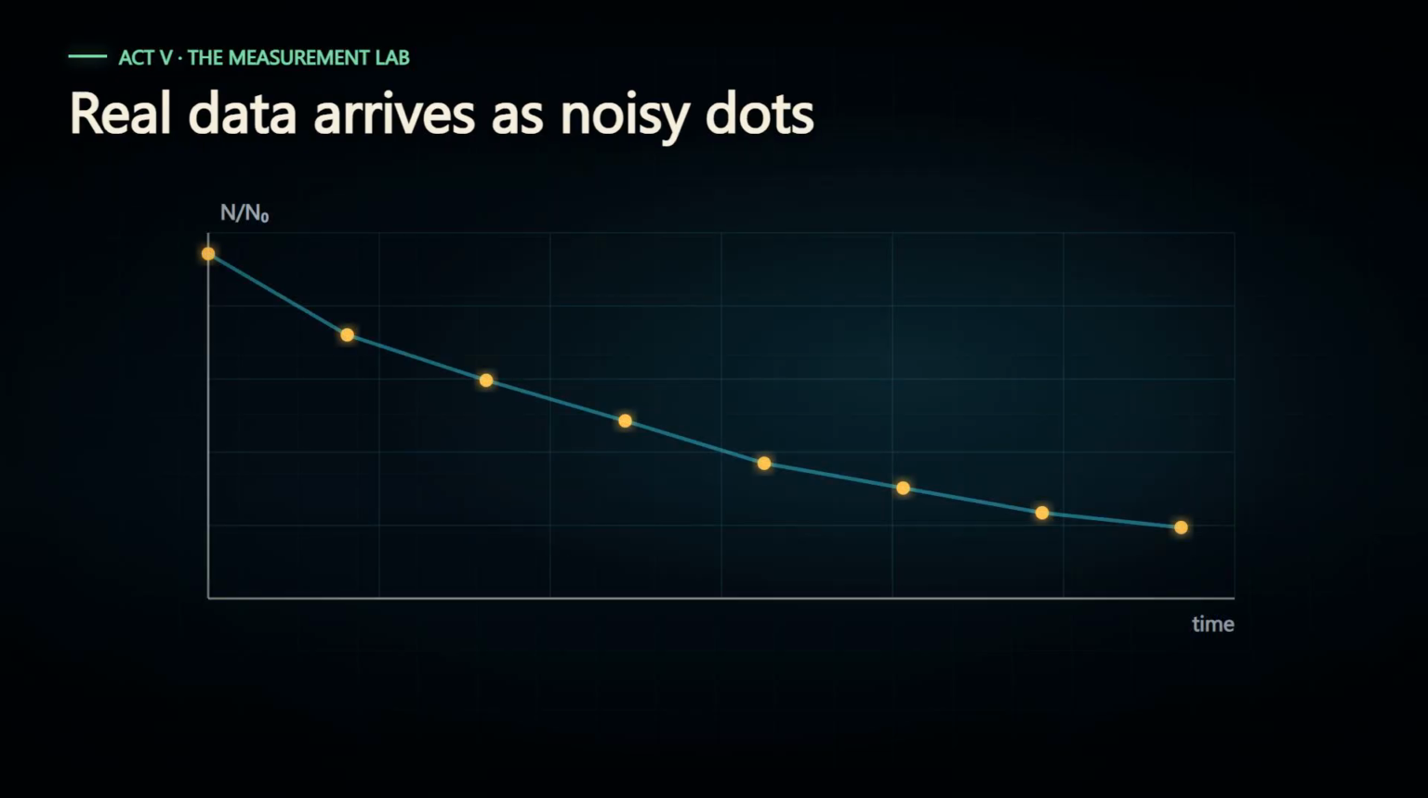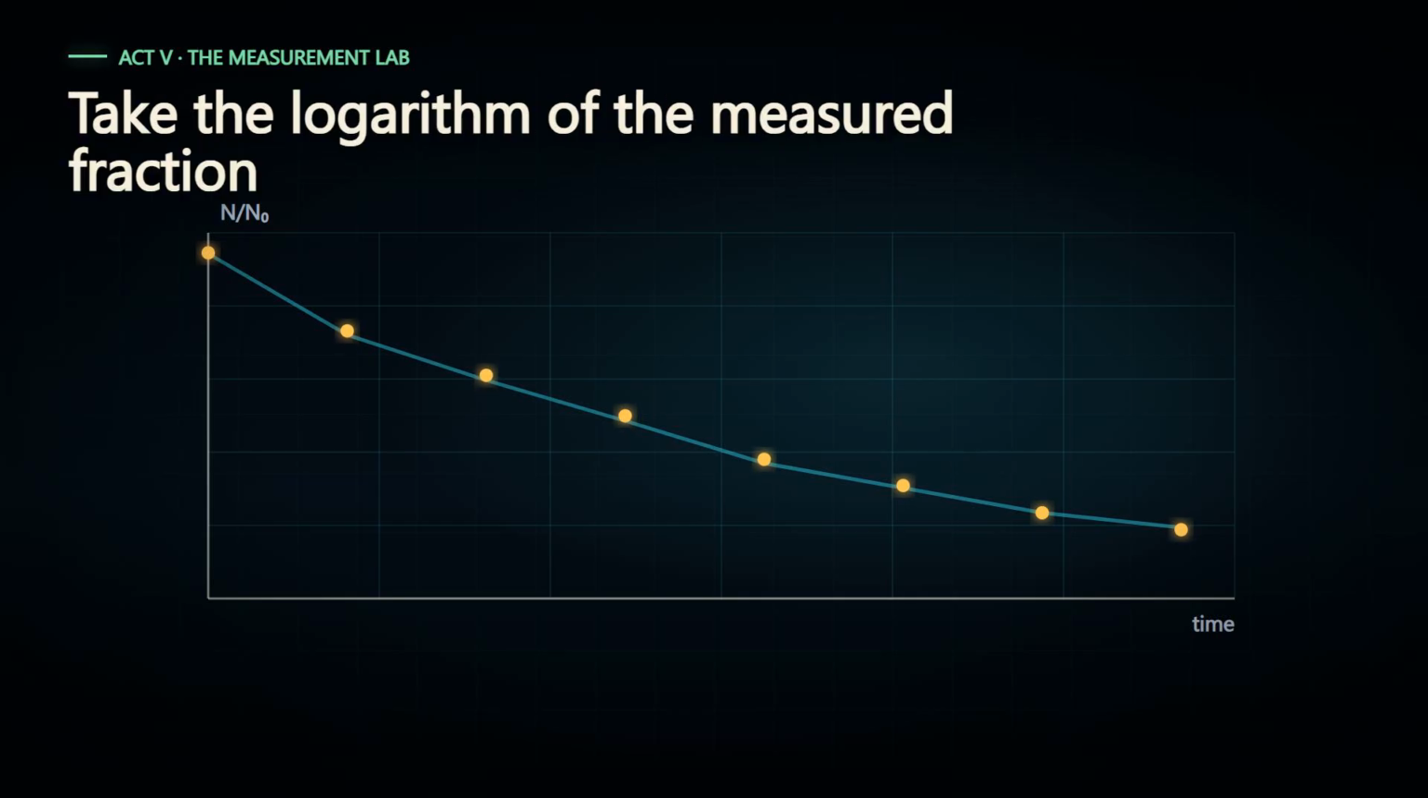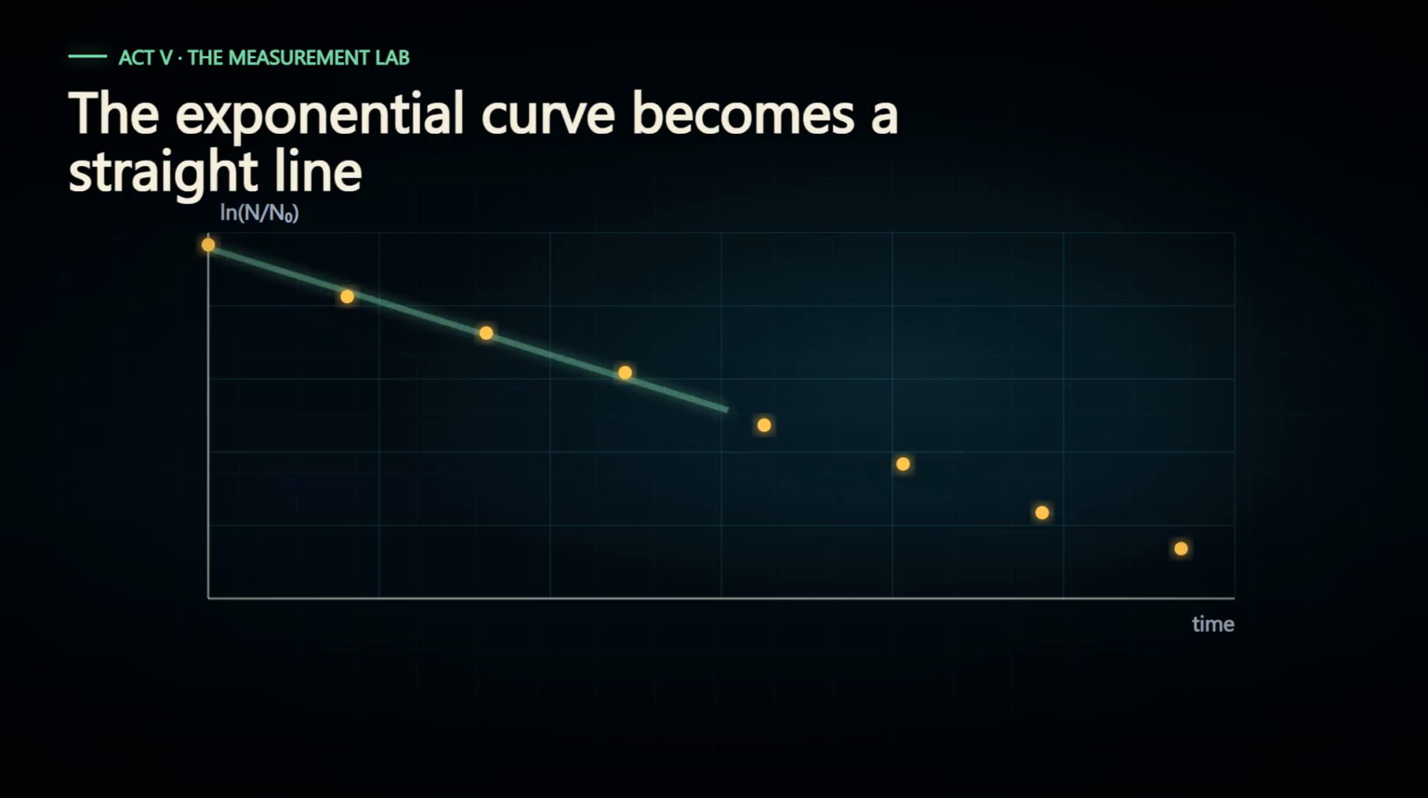Real measurements arrive as noisy dots, not a perfect curve. Plot count rate against time, and the exponential bends. Now keep time horizontal, but replace the vertical coordinate with natural log of n over n0. Every measured dot moves. The curved pattern straightens into a line.